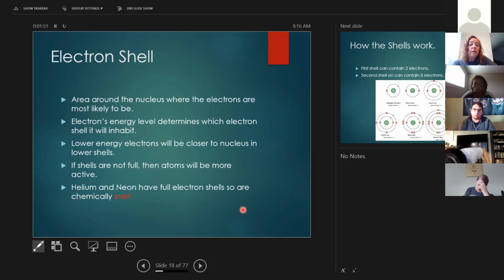We have 2 elements that are what we call inert. These 2 elements that already have a full electron shell are going to be helium and neon. And that's another good test question. Put a little note beside that. Which of the following would be considered chemically inert? And that would be helium and neon. Their outermost shell is already full, and so they are not really needing to go out and look for anything.